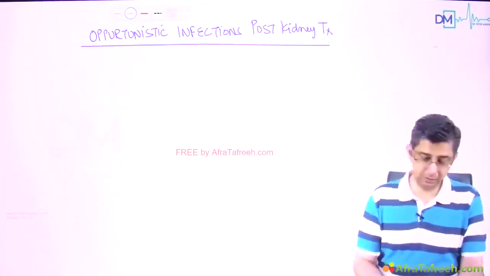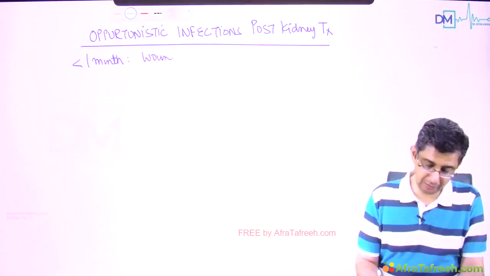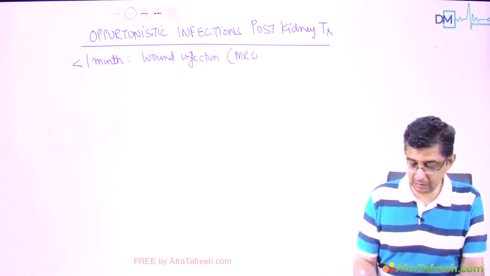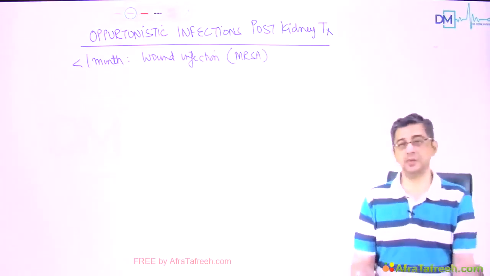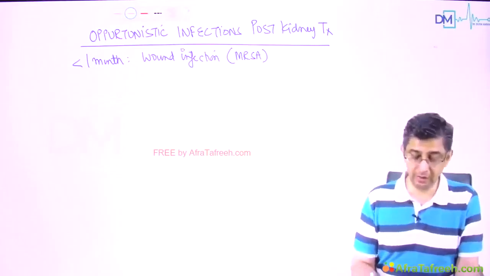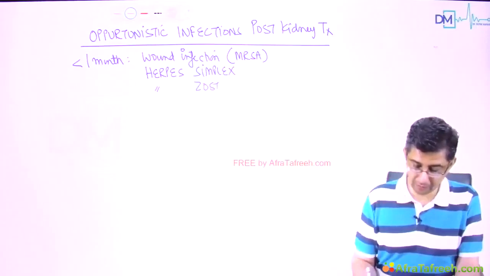One of the opportunistic infections that occurs in the very first month after surgery would be wound infection. And this wound infection would be MRSA, that is methicillin resistant Staph aureus. This is, I would say, a disaster because the patient spends so much money and resources and everything, and then he deteriorates. So it really doesn't make sense. And then there can be a reactivation of a virus by the name of herpes simplex, and then a reactivation of herpes zoster.